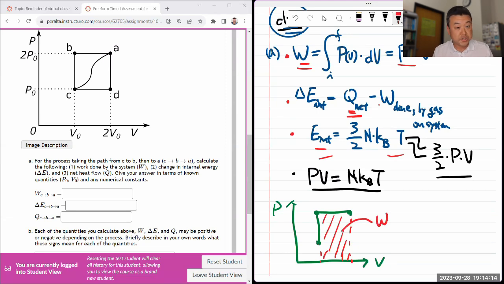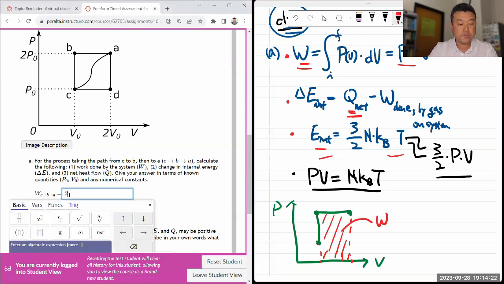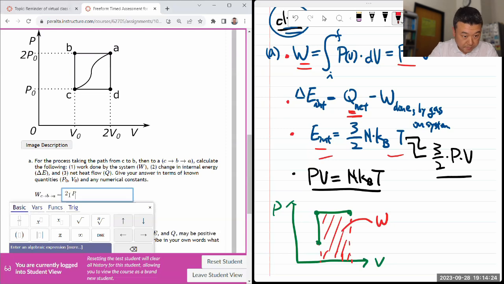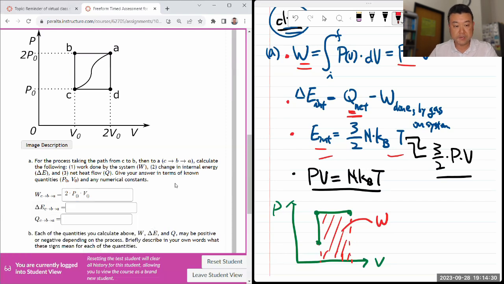And I can do it geometrically. I see this rectangle of height 2p naught and width v naught. So this is going to be 2p naught times v naught. That's the area under the curve, which will give me the work done, and it's positive because it's positive area going from left to right.